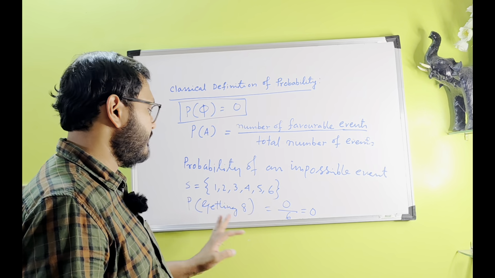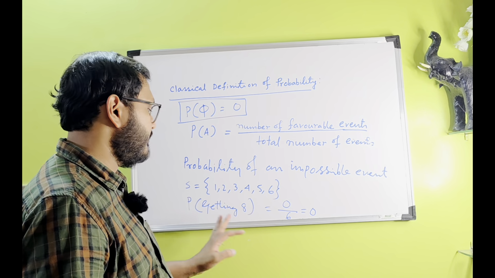Now we will find the probability of a sure event or certain event. What is the probability of that? So what is a certain event? We discussed that rolling a dice is a random experiment, and if I ask you what will happen if I roll the die, you told me anything between 1 to 6 may happen. So that is a sure event.